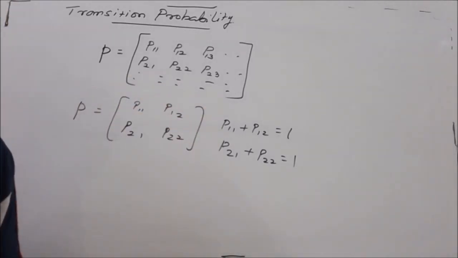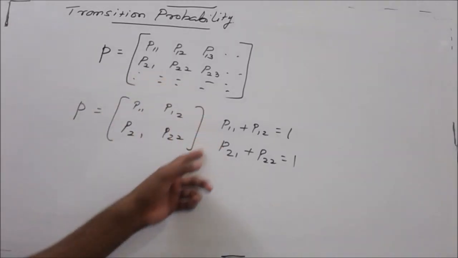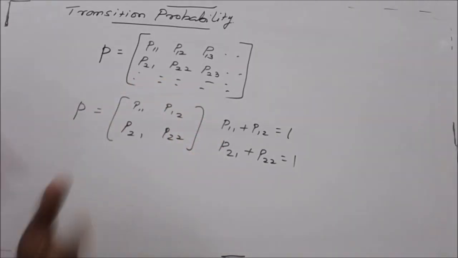This transition probability matrix is very useful. It is framed by the change from one stage to another stage. By using this transition, we can predict the future values and how the system moves to the next stage.